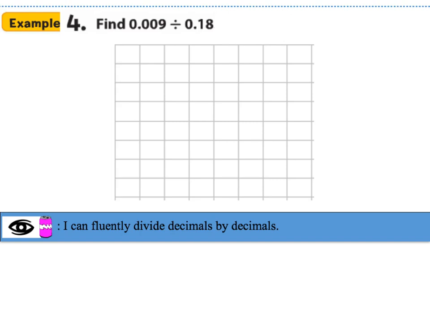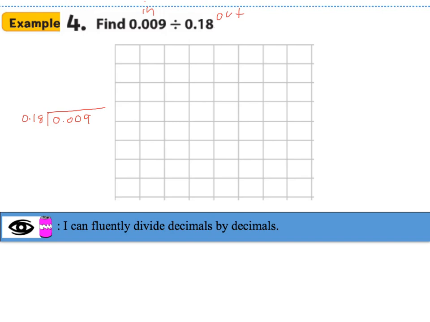Here's example 4. I'm going to look at this problem, and this first number, this becomes my dividend, or my in, and 18/100ths becomes my out. And when I write it, I'm going to put the number on the outside, 18/100ths. Take the number on the inside. Let's write that inside.